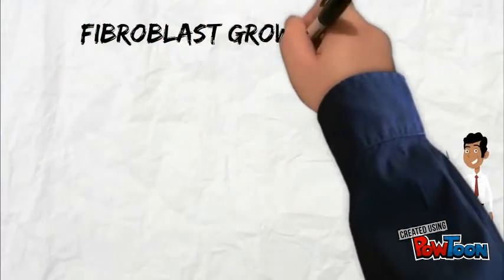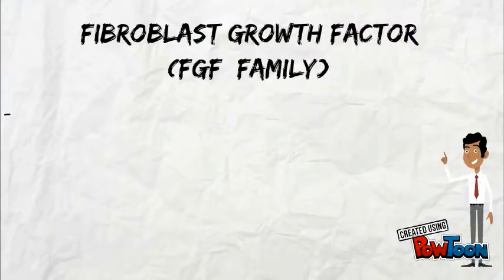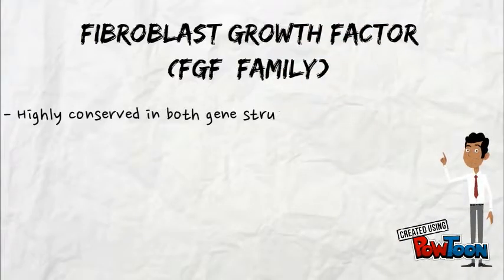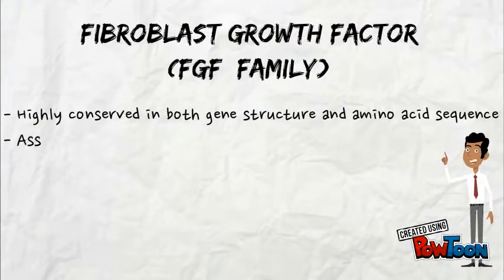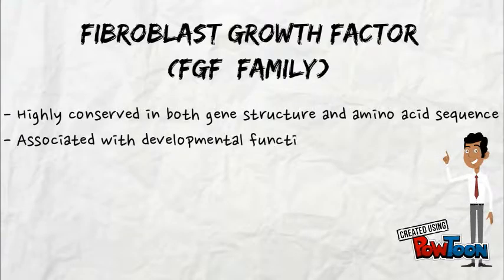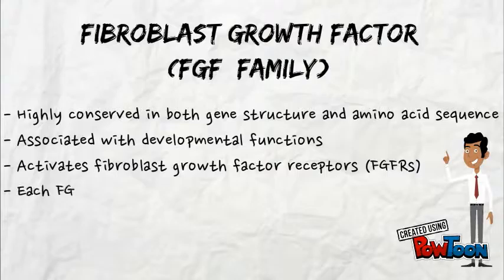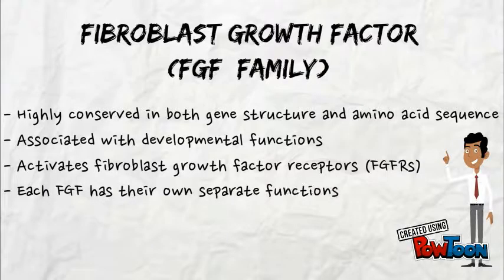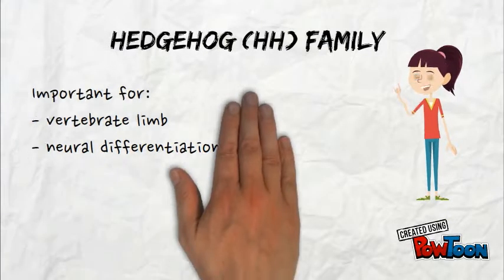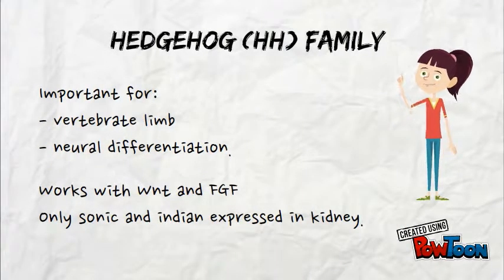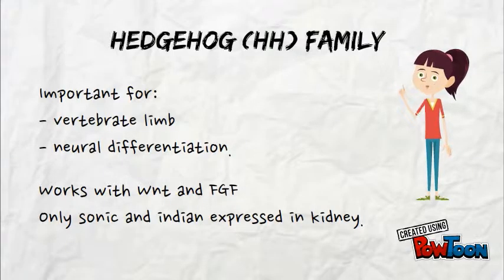The fibroblast growth factor family is highly conserved in both gene structure and amino acid sequence and is associated with developmental functions. FGFRs are receptor tyrosine kinases. They are activated by the FGF family. Each FGF has their own separate functions. The HH family is important for vertebrate limb and neural differentiation. It works with other paracrine factors such as WNT and FGF. Only the sonic and indian hedgehog are expressed in the kidney.